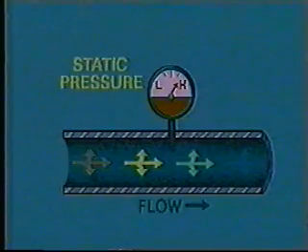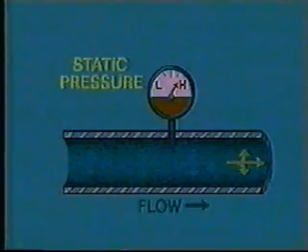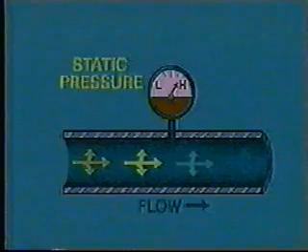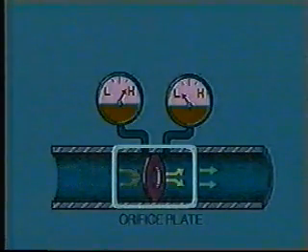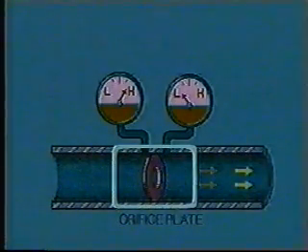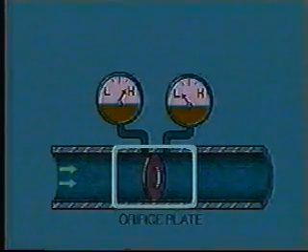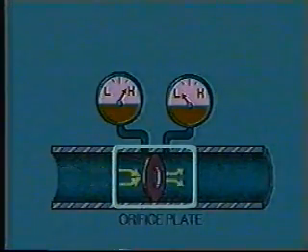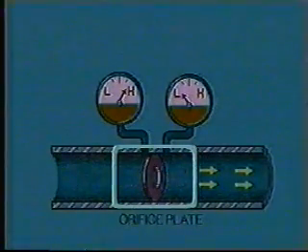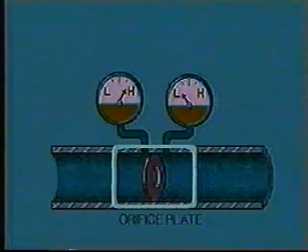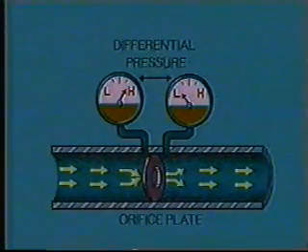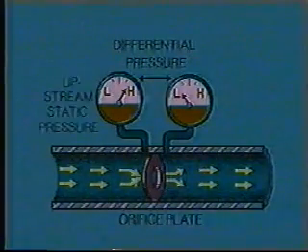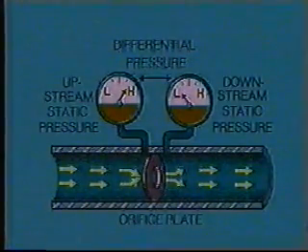As NGLs flow through a pipe, they exert a constant pressure against the walls of the pipe known as static pressure. When a constriction is placed in the pipe, it causes the velocity of the NGLs to increase. As the constriction reduces the area through which the NGLs pass, the speed or velocity of the NGLs increases to maintain the flow rate. When the velocity increases, the static pressure decreases. This pressure drop, known as differential pressure, is the difference between upstream static pressure and downstream static pressure.